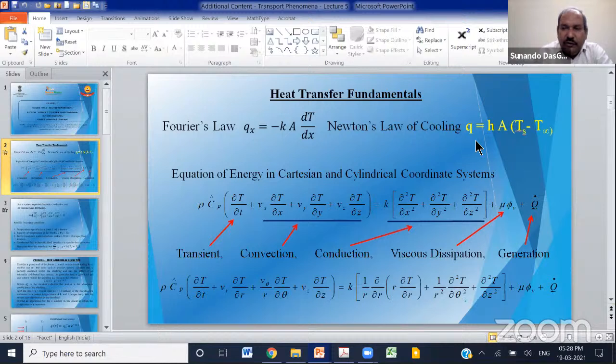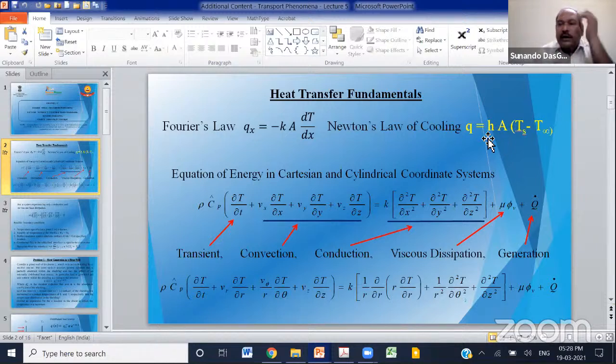Newton's law of cooling is a law of convenience, where the convective heat flow is expressed not in terms of temperature gradient as in Fourier's law, but in terms of temperature difference, where Ts is the temperature of the surface and T infinity is the temperature of the surrounding fluid far from the surface. A is the area, and this h is known as the convective heat transfer coefficient.